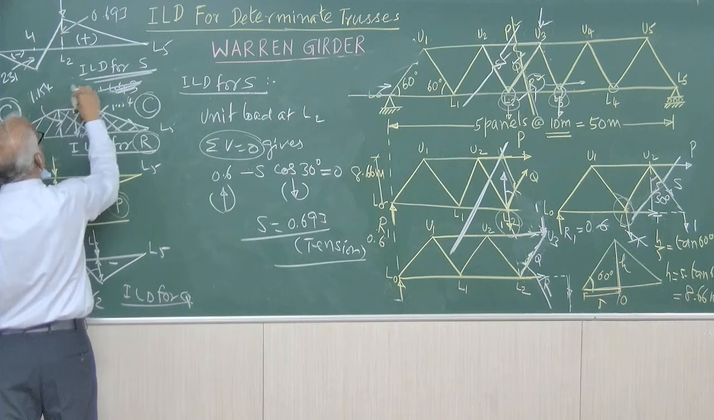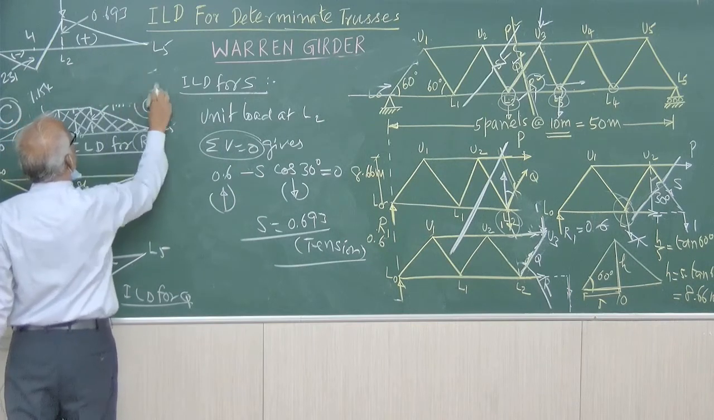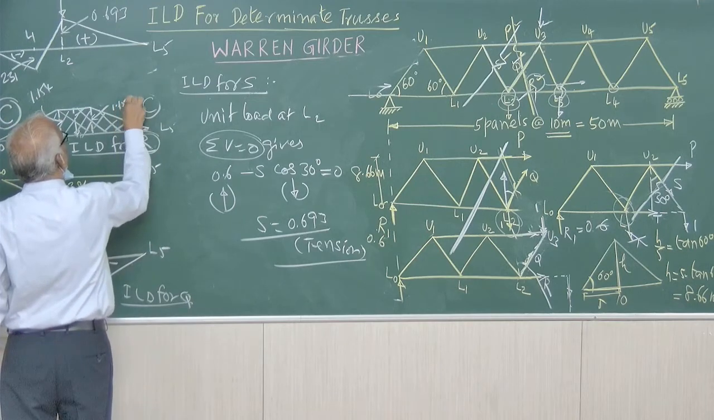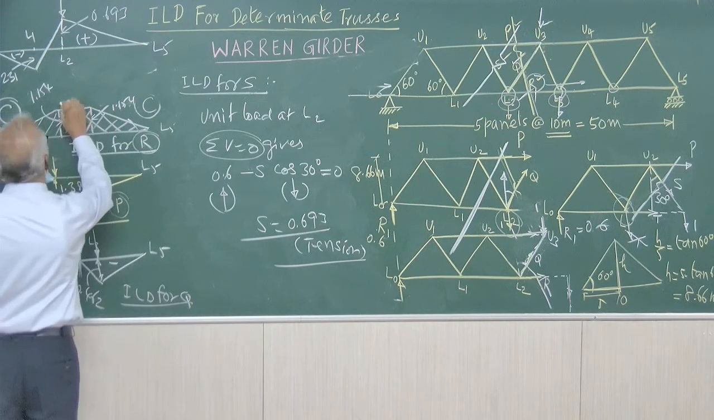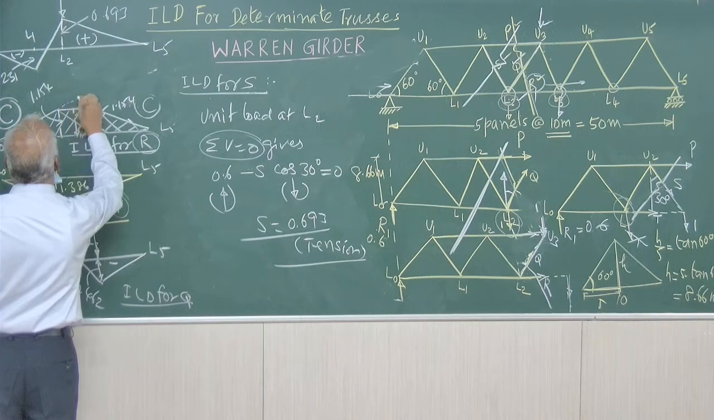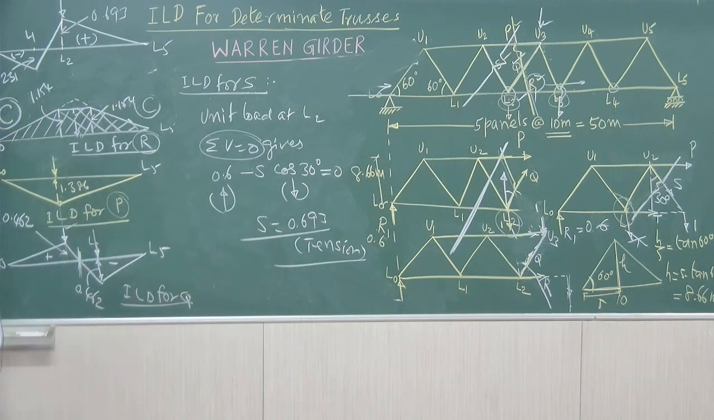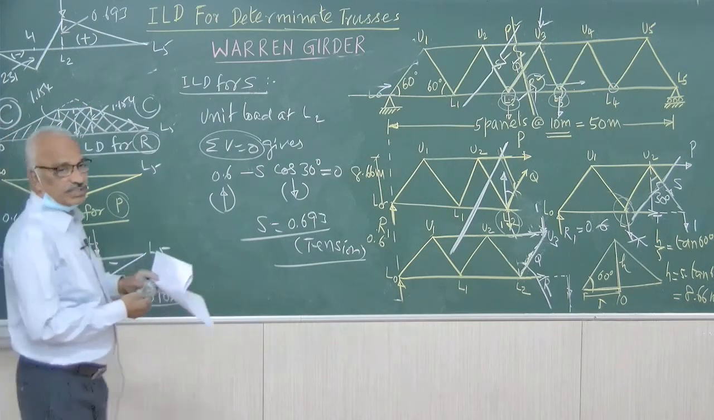This is the ILD for the member R, with the value 1.154. So of course that you can draw using a dotted line, because that completes the diagram, but that need not be considered. The triangle need not be considered. So that correction I have omitted.